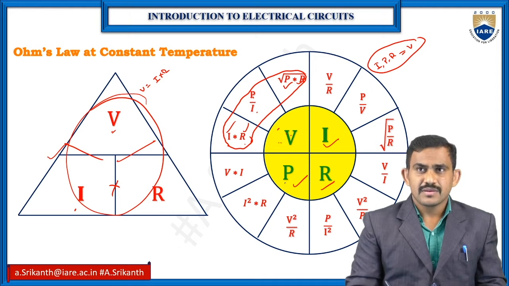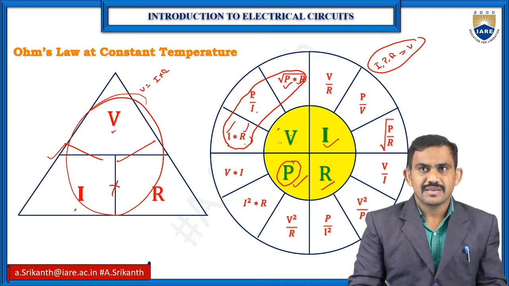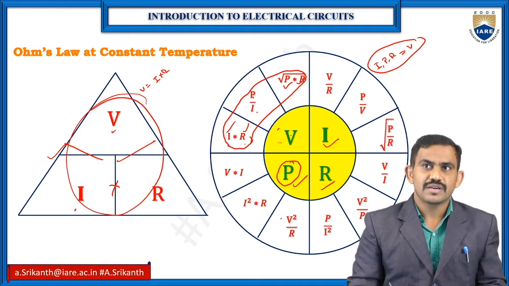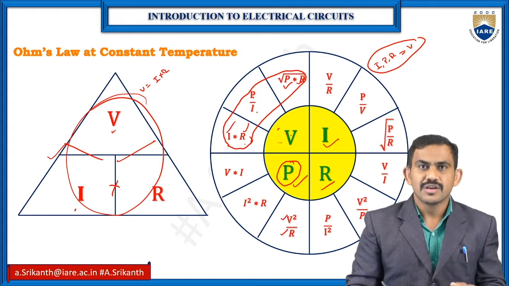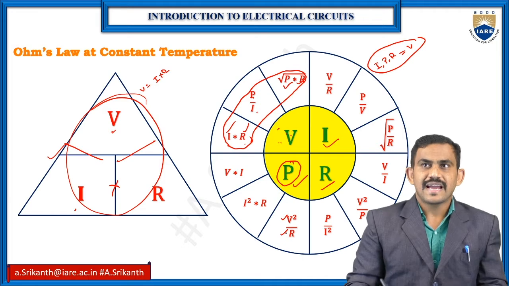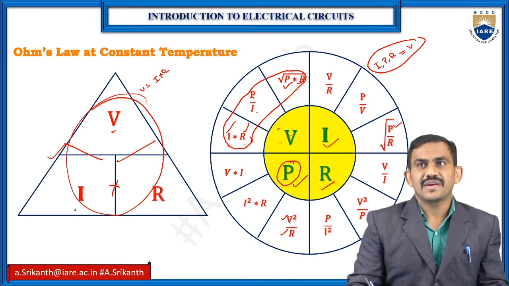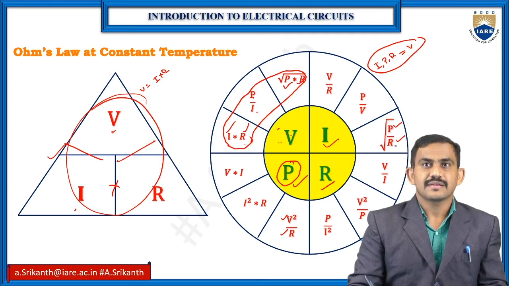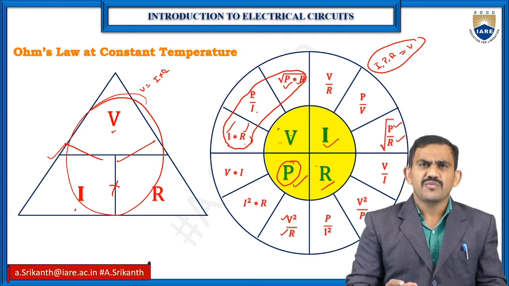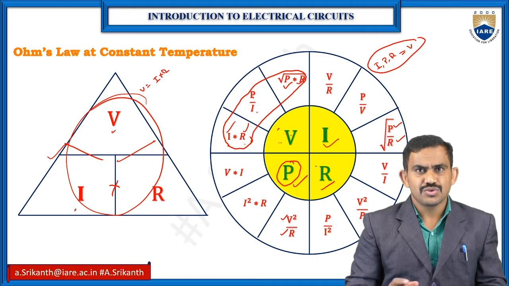For P, suppose I need to find the power, and I have the voltage value and resistor value. So it is V square by R. And here I have a P value and R value, and to find the I value, that is root of P by R. Okay, so these are small formulas which you know already.